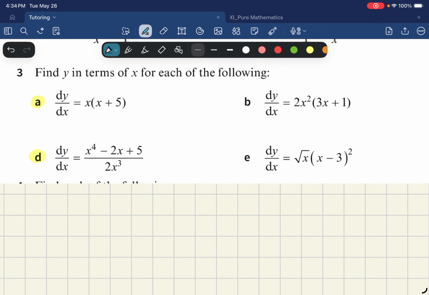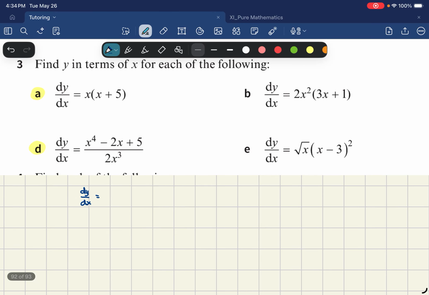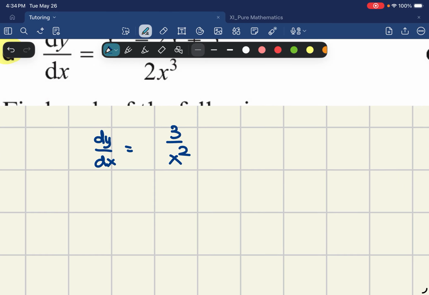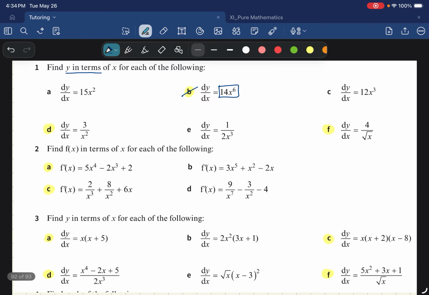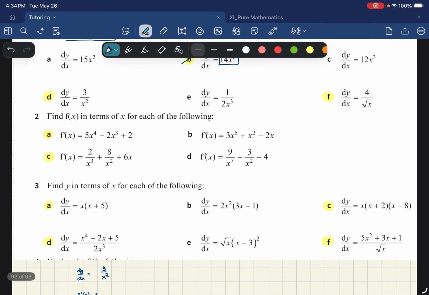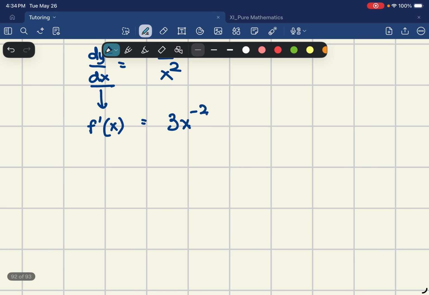So we are given dy by dx for part D is 3 over x squared. Now remember, dy by dx is just f dash of x. And what does the question ask? We find y in terms of x, which just means find f of x, right? Because y is going to be f of x. So we just need to find f of x. This is just f dash of x, this expression. Now, this is not -1, so we can use the formula.